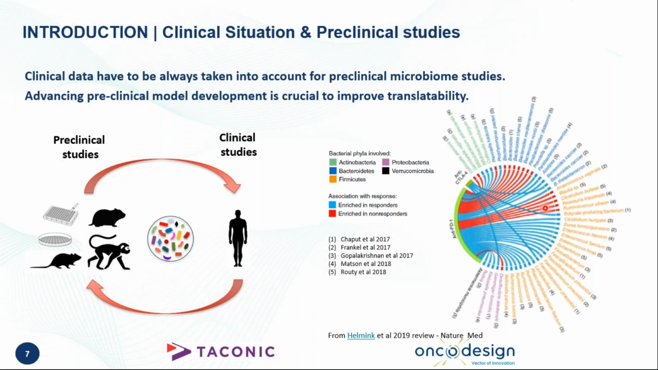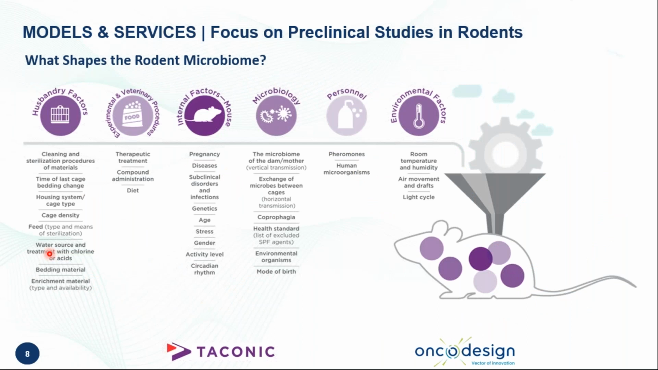Based on that, promising strategies were developed to circumvent this primary resistance to anti-cancer therapies, here immunotherapies. And these strategies were checked in appropriate preclinical models. So back and forth between preclinical and clinical studies is required to increase the chance of success during a microbiome-derived drug development process. Now we will focus on rodent models, and Ivan will briefly present the main factors shaping their microbiome.